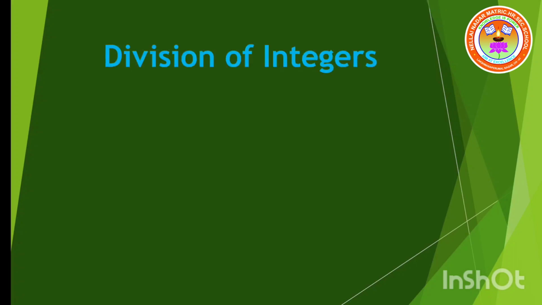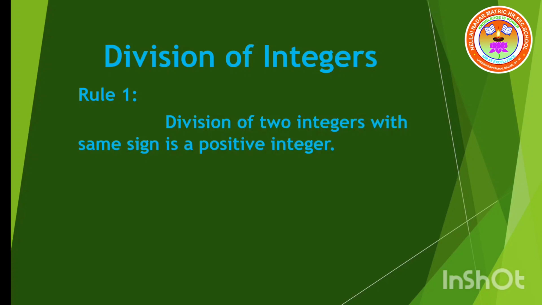Okay, so what are we going to learn about? Division of integers. Here also we have some rules. So let us learn what the first rule states. Rule 1. Division of two integers with the same sign is a positive integer.